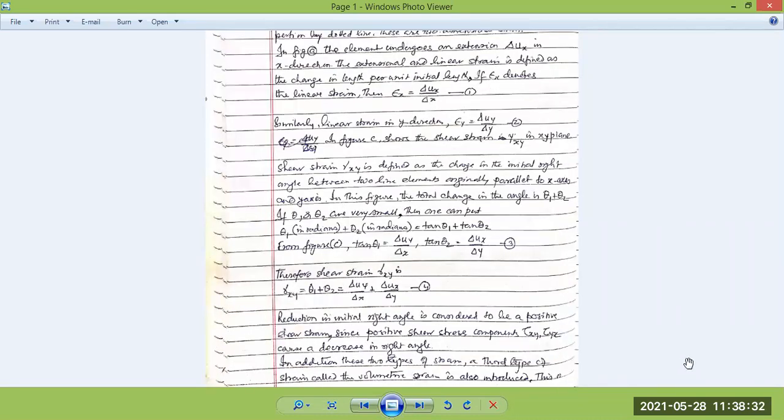Now, reduction in initial right angle is considered positive, and positive shear stress components are tau xy.